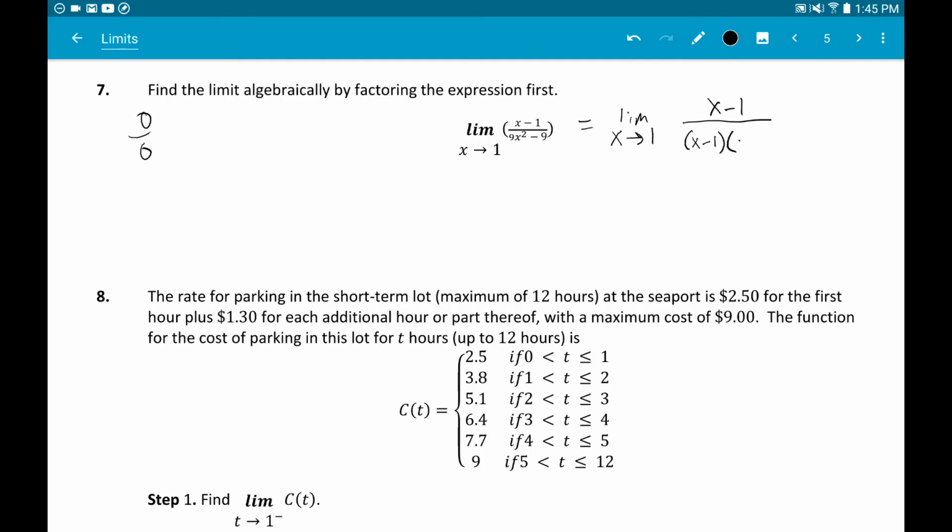So x times 9x is 9x squared, and negative 1 times positive 9 would give you negative 9. So your x minus 1's cancel out. You're still going to be left with 1 on the top. All right, then plug in your number again. 1 over 9 times 1 plus 9 is going to be 1 over 18.